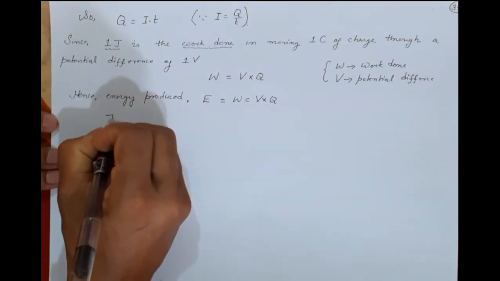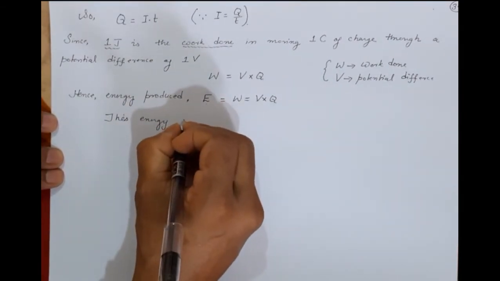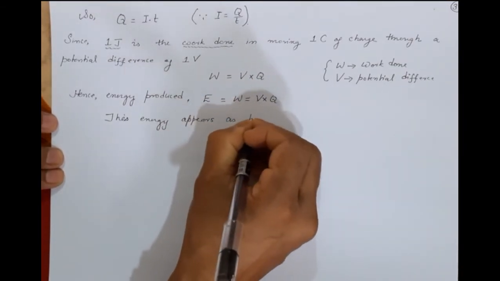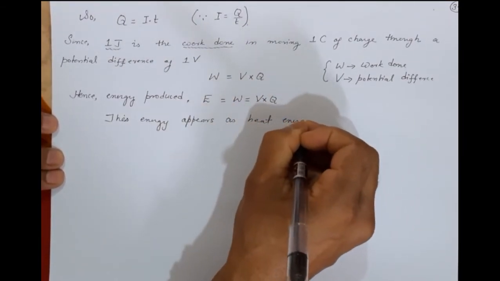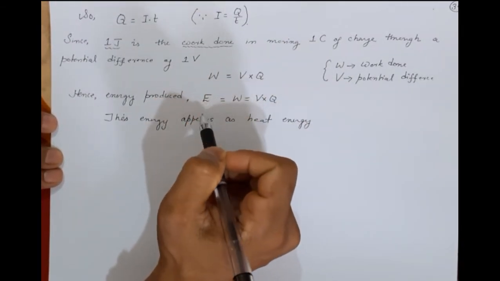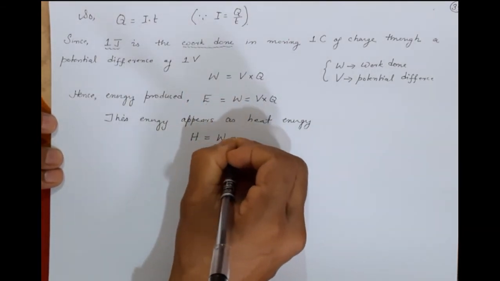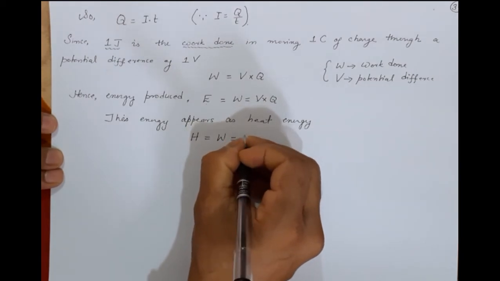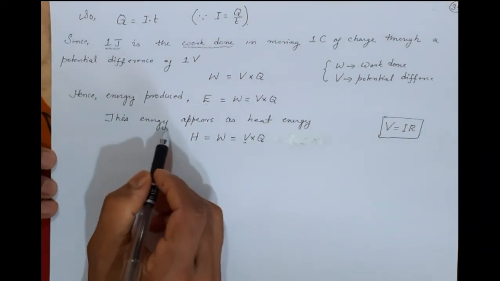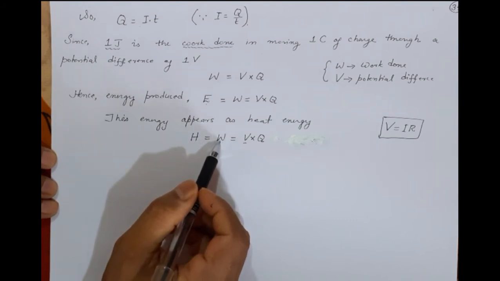This energy appears, meaning we can observe or feel it, as heat energy, because after all it is a process of conversion of energy. Electrical energy is converted into heat energy. So this energy E appears as heat energy, and hence H, the heat energy, can be equal to W equal to V into Q.